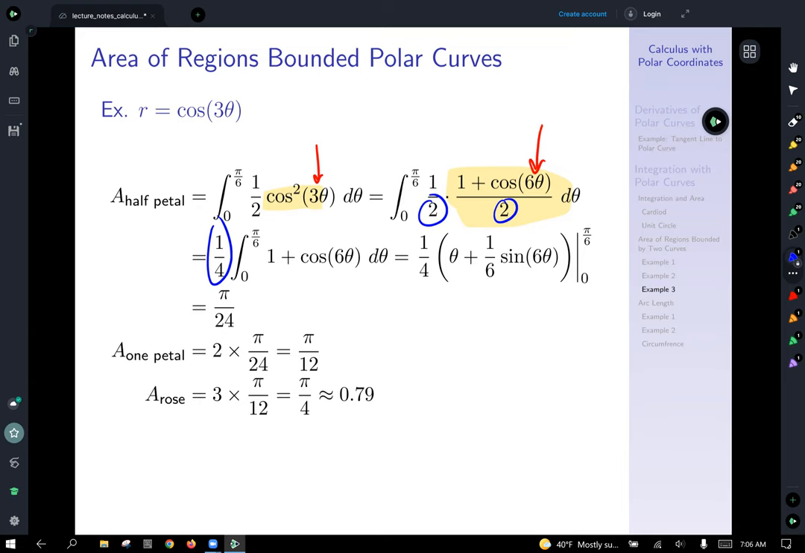Evaluating the integral of 1 plus cosine of 6 theta with respect to theta, we get 1/4 times the quantity theta plus 1/6 sine of 6 theta, evaluated from theta equals 0 to pi over 6. Doing that will give us that the area of half of a petal is pi over 4. We can then double that to get the area of one single full petal as pi over 12. And finally, what we want is the area of the entire region enclosed by the rose. Since it has three petals, we take 3 times the area of one petal to get pi over 4, which is about 0.79.